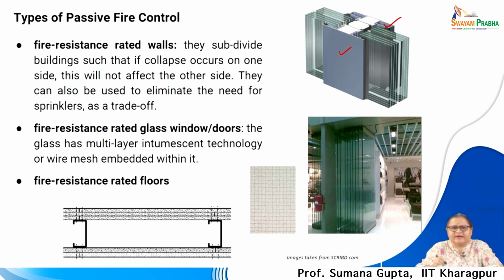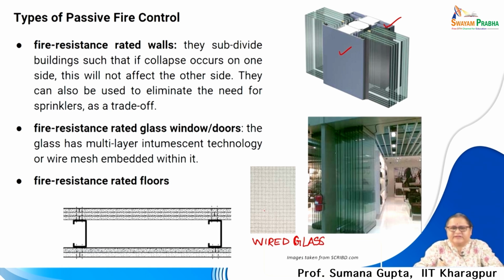Fire resistant rated glass windows and doors have multi-layered intumescent technologies, that means the layer of the glass has some intumescent paint. For fire resistant rated floors, you can see here a picture of wired glass, that means glass impregnated with wire. These all come under passive fire control.